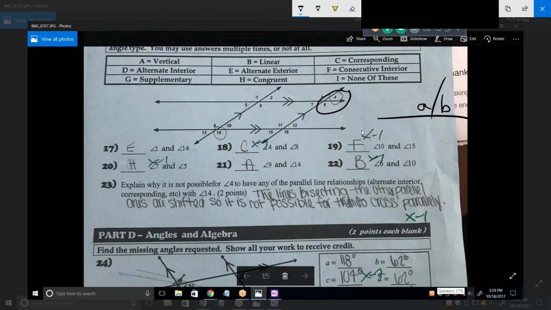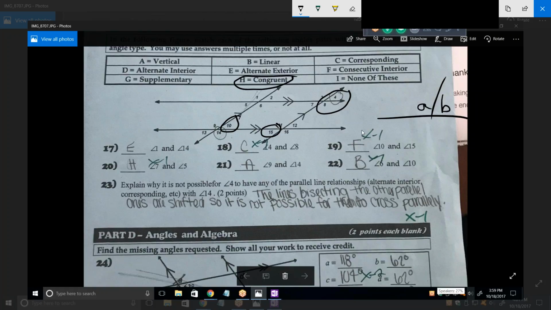Let's look at 19. 10 and 15. 10 is acute. 15 is acute. Therefore what? Are they congruent? They are equal. Why? Because they're both acute.